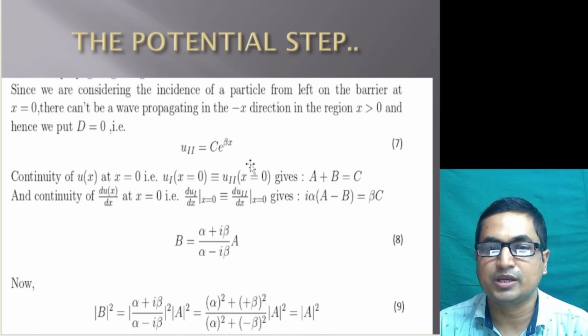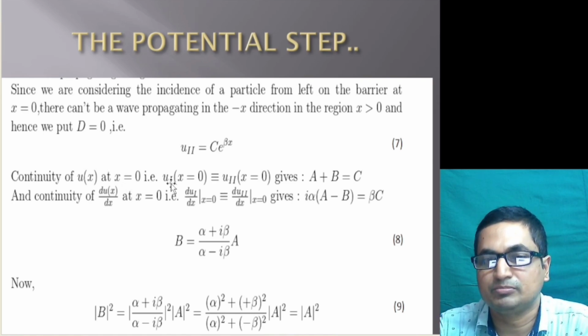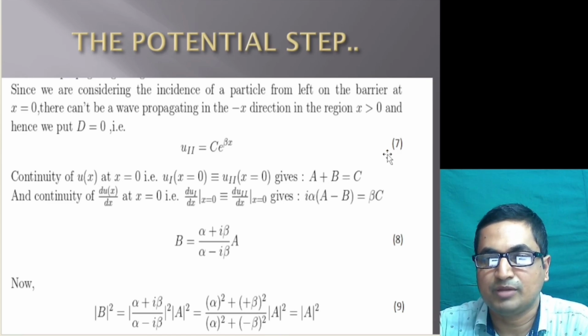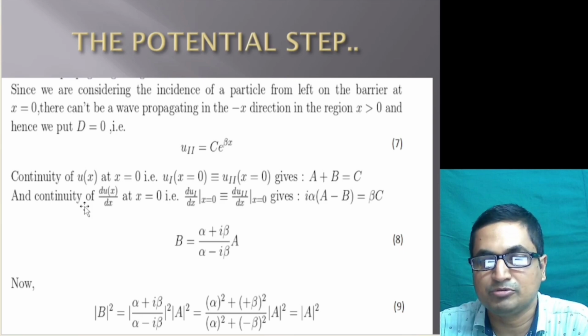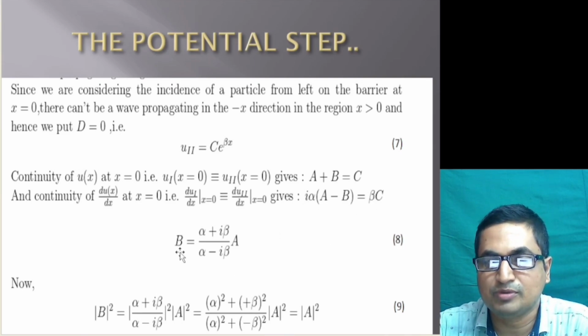Now let's use the continuity and boundary conditions for the two wave functions. At x equal to 0, we know these are the continuity conditions, the boundary conditions: u1 is equal to u2, and this gives us A plus B equal to C, from equations 5 and 7. Similarly, the continuity condition for the first derivative, that is this condition, would give us, from 5 and 7, i alpha (A minus B) equal to beta C. So solving all these equations, we find B equal to this, as given by equation 8.